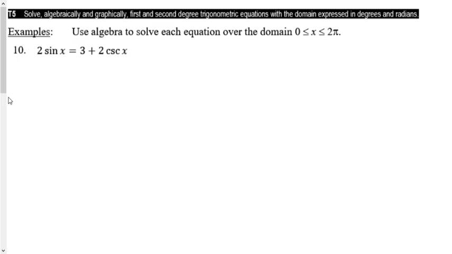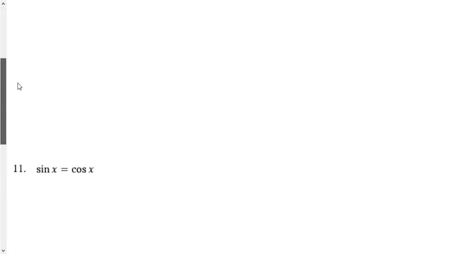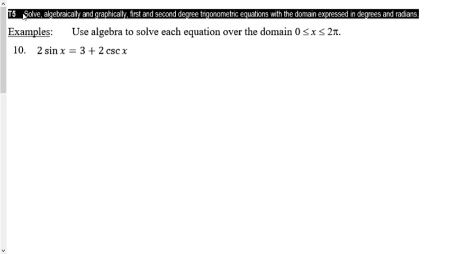We go to the last page. So on this page, we are just solving equations once again. I did refer to this on Friday, said you could go ahead and look at it, but if you didn't, that's perfectly fine. So we want to solve this algebraically over this domain. So we're including 0, including the 2 pi.